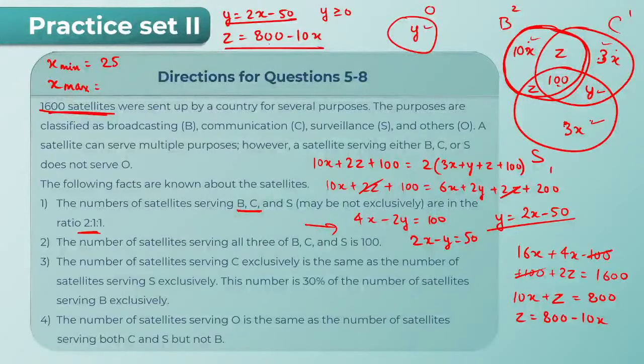Similarly, x maximum. So I can go up to 80. If I put x is equal to 80, this will be 0. Below that it will be a positive number. So it will range between x is greater than or equal to 25 and less than or equal to 80. So this is the range of the values of x. Okay, so the questions will be on maximization and minimization.